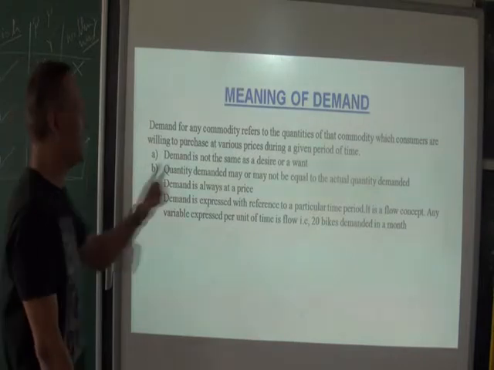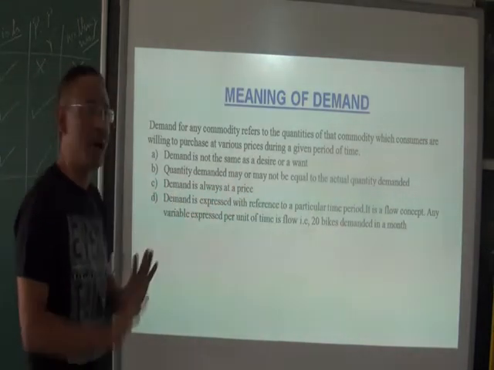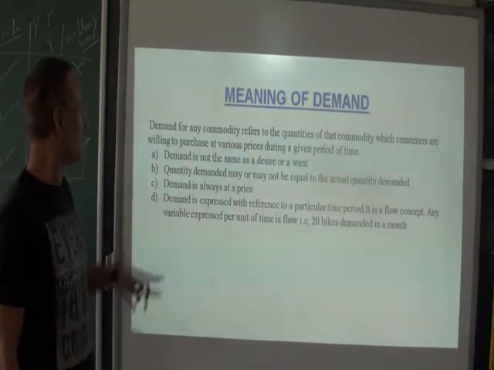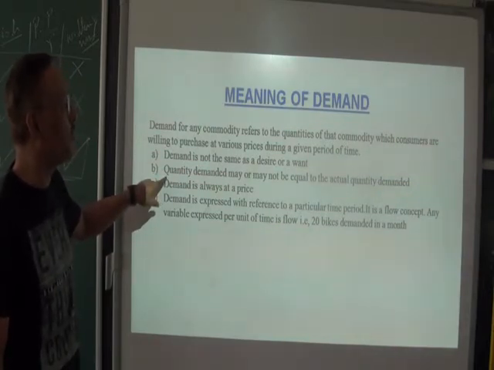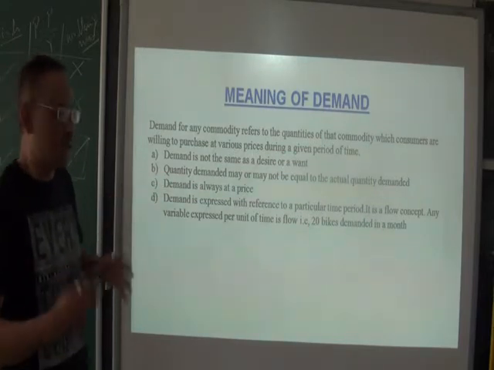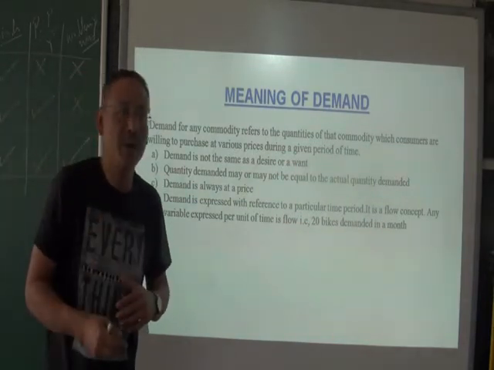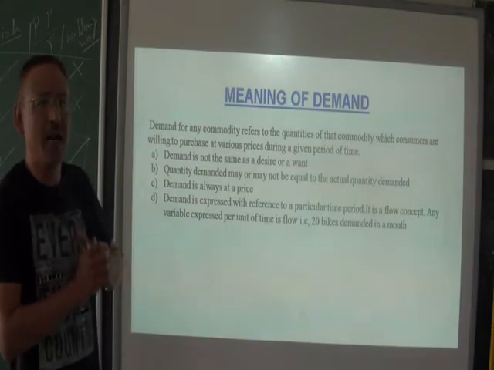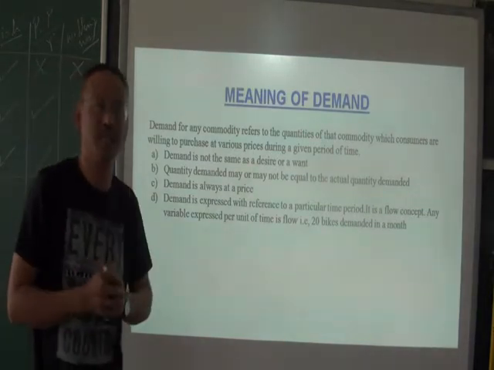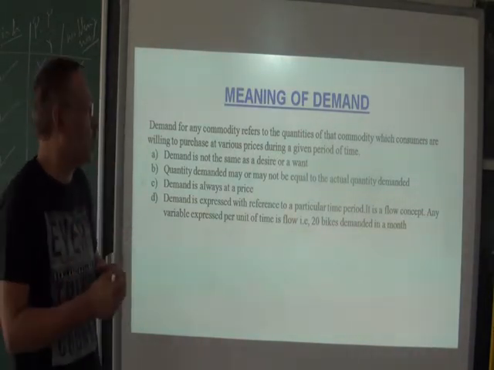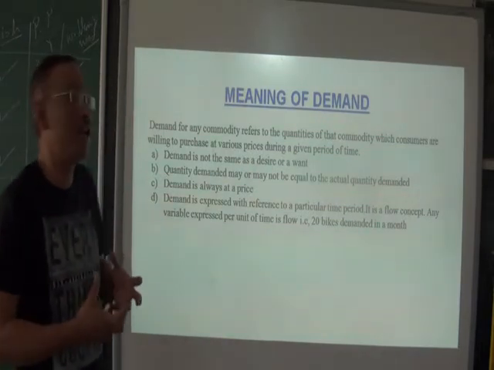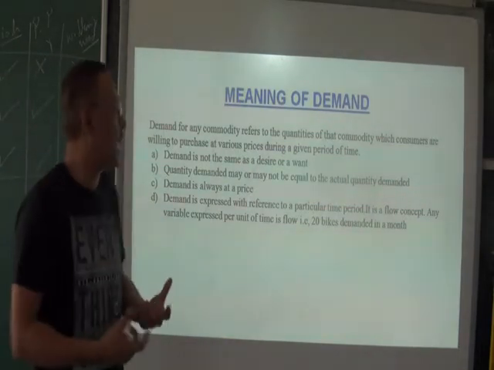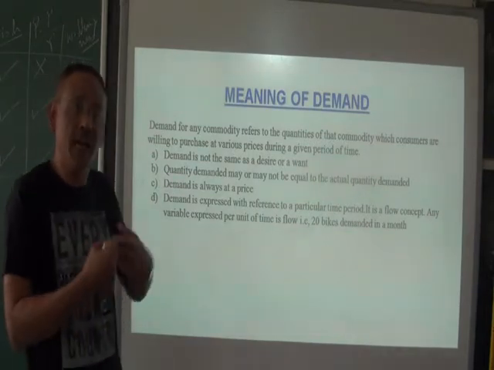We learned that desire and want and demand is different. The second thing is quantity demand may or may not be equal to the actual quantity demanded. What happens is, for example, you go to town and you think that you will be purchasing 5 pencils. But when you reach town, you realize you actually buy only 1 pencil. That means the quantity that you plan to buy and the quantity that you actually buy is different.